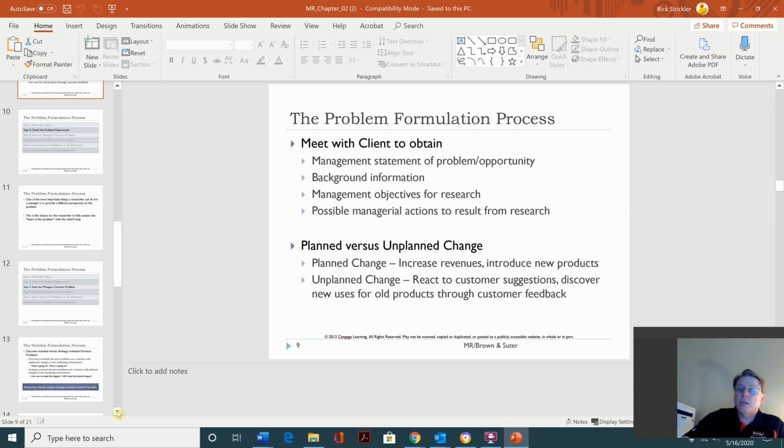Planned versus unplanned change. Planned changes increase revenues and introduce new products. Apple usually produces a new product every September or October. Unplanned changes, well, with COVID-19 and everything, there may not be a new phone in September or October for Apple, depending on what happens. Also, that could affect the deployment of 5G, because many of the companies that are actually putting the infrastructure in for 5G were counting on Apple to have a 5G phone this fall, and it may not happen depending on the situation.